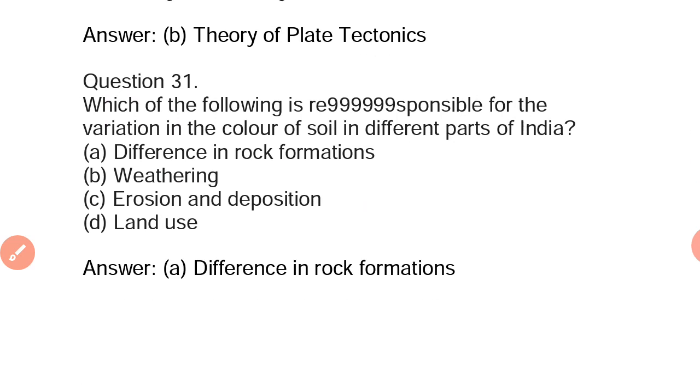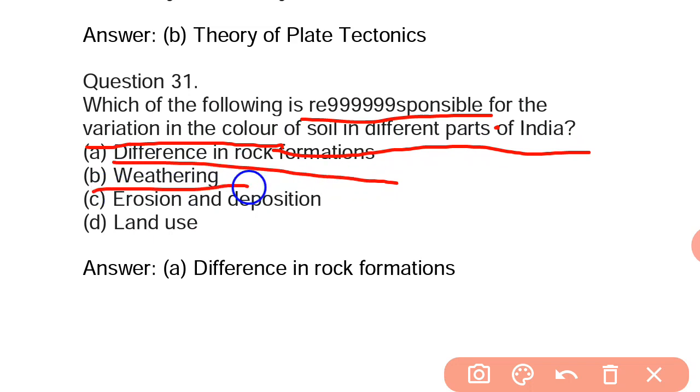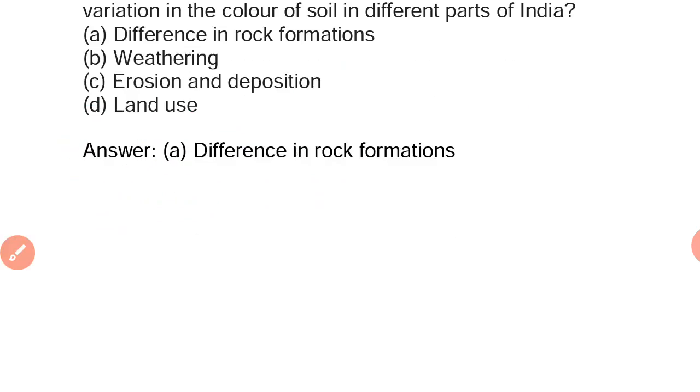Next question. Which of the following is responsible, sorry for the typing mistake, for the variation in the color of the soil in different parts of India? Option A, difference in rock formation. Option B, weathering. Option C, erosion and deposition. Option D, land use. Right answer is option A, difference in rock formation. Next question.